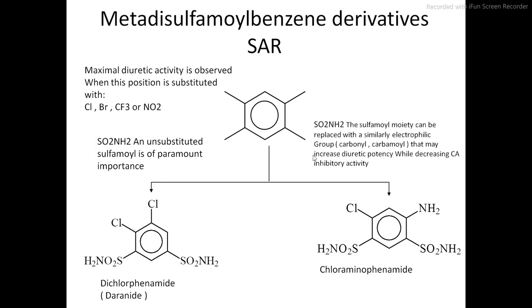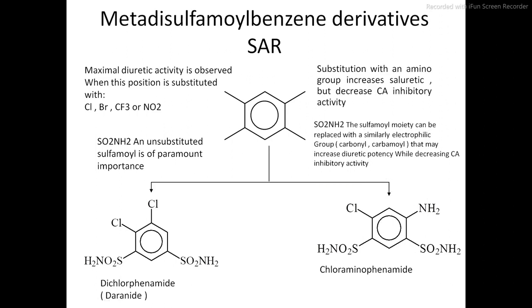Then the sulfonyl moiety at this position should be replaced with similarly electrophilic groups such as the carbonyl group, which may increase the diuretic potency while decreasing carbonic anhydrase inhibitory activity. So if we substitute this position by any electrophilic group like the carbonyl group, then it shows the diuretic activity, but it decreases the carbonic anhydrase inhibitory activity.